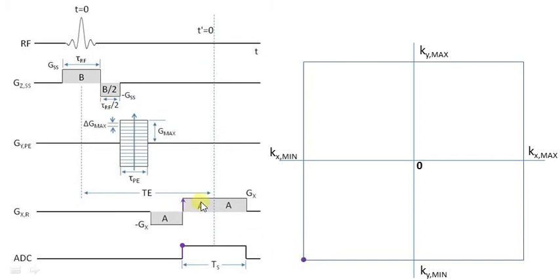While the read gradient is on, we're sampling data and we're traversing k-space. Here you can see this arrow corresponds roughly to this position in k-space. Again, this is just for animation purposes, to give you an idea of what's happening. As the read gradient is kept on, we're traversing k-space and sampling the data. I'll continue that.